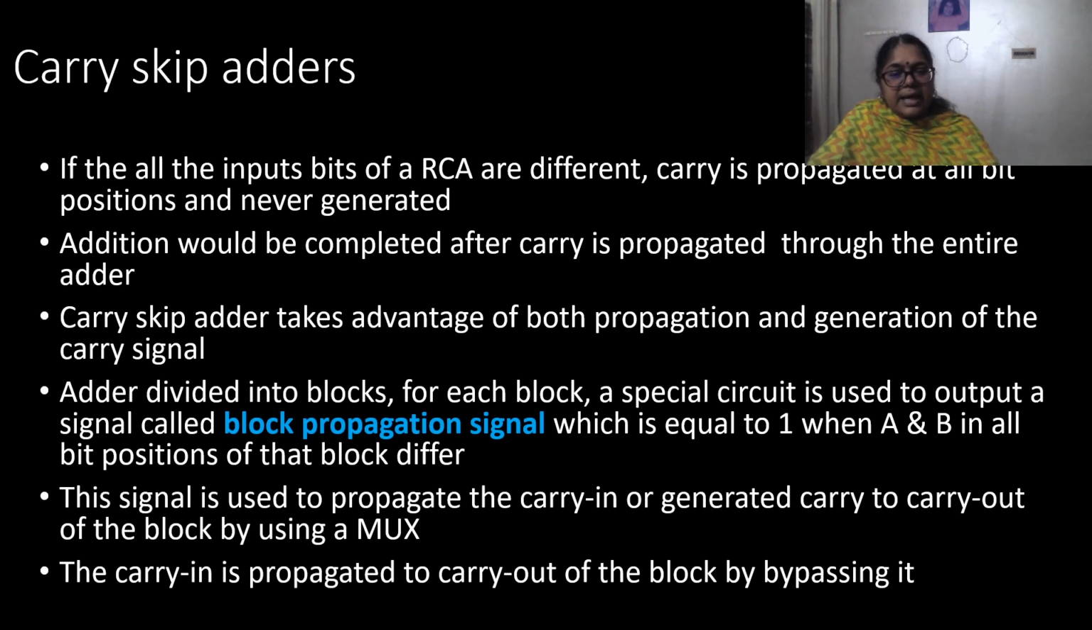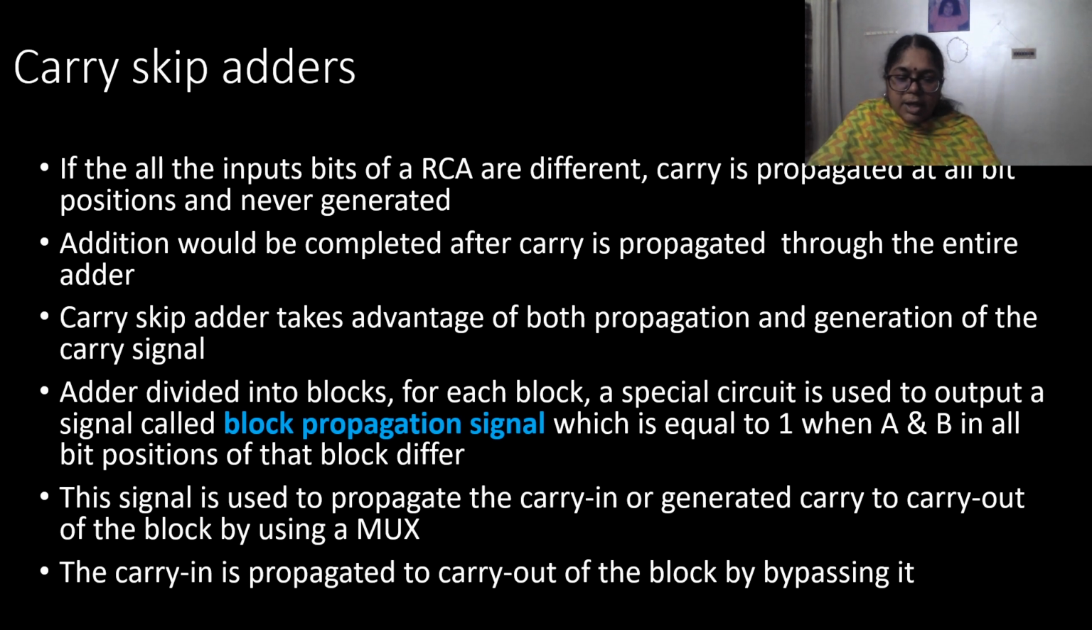Thus, here the adder is divided into blocks. Once again, you can see, like the previous one, the carry select adder. Here also, in the carry skip adder, the adder is going to be divided into blocks. For each block, a special circuit is used to output a signal called the block propagation signal, which is equal to 1 when A and B in all the bit positions of that block differ.